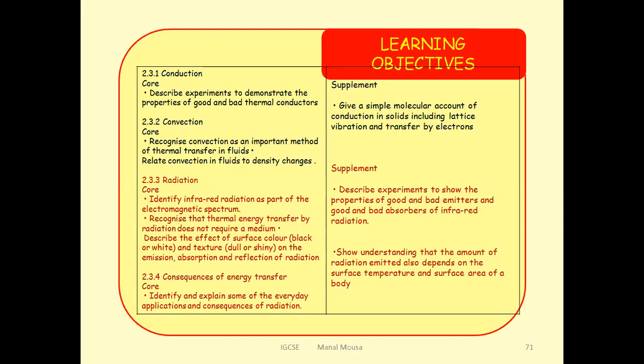Core: identify and explain some of the everyday applications and consequences of radiation. Supplement: describe experiments to show the properties of good and bad emitters and good and bad absorbers of infrared radiation. Second supplement: show understanding that the amount of radiation emitted also depends on the surface temperature and surface area of an object.